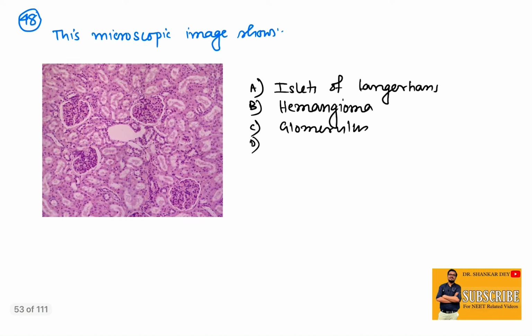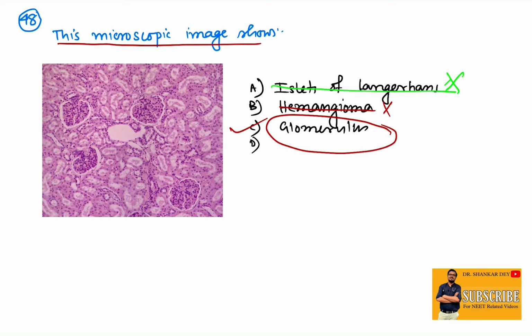Coming to question number 48, this microscopic image or histology image shows what? Are you thinking this is islets of Langerhans? Definitely no. This is the wrong answer. So what is the answer? Is it hemangioma? No, this is not hemangioma also. What is the answer? This is glomerulus. You can see here presence of multiple glomeruli. So these are the glomeruli, and these are the tubular cells, tubular structures. So this is histological picture of glomerulus.